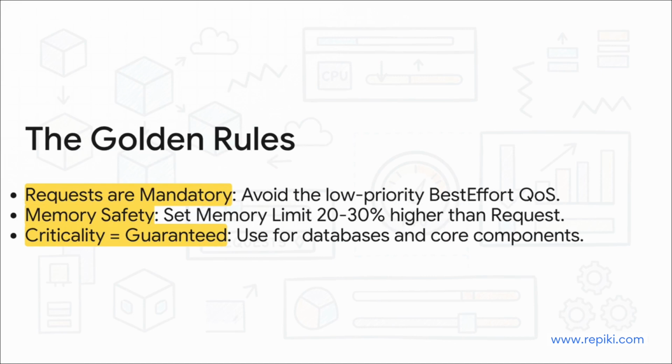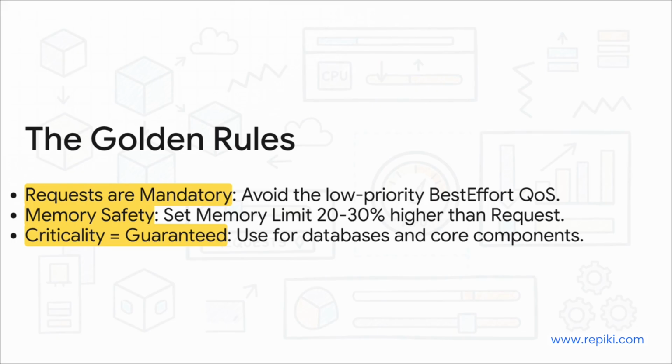And for your own apps, here are the golden rules to live by. First, always set requests. Never run as BestEffort unless you're okay with that pod being killed first. Second, for memory, always set your limit higher than your request to give your app some headroom. And third, for your most critical workloads, your databases, your message queues, make them guaranteed.